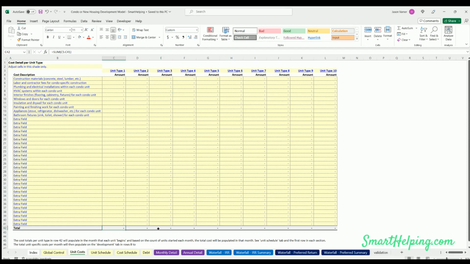All it's going to do is populate the totals down here, and that's going to be used to populate the total cost, which will happen in each month that you have in the unit schedule tab. We'll go over that. But every time you have a certain amount of units started to be built, all those costs will hit in that month. So I'm just going to put in some arbitrary assumptions here.